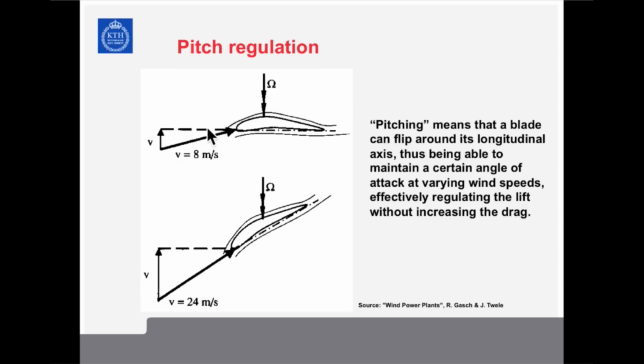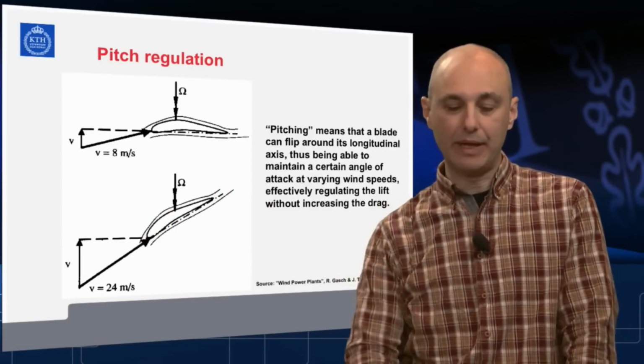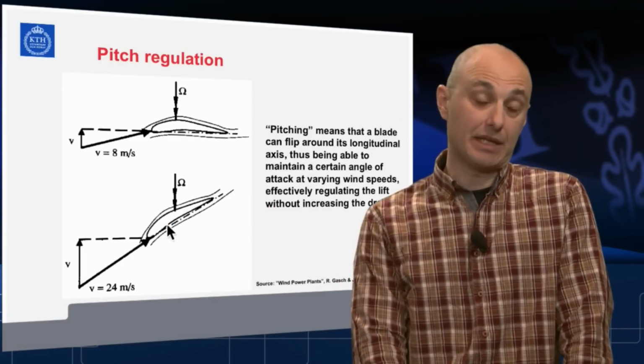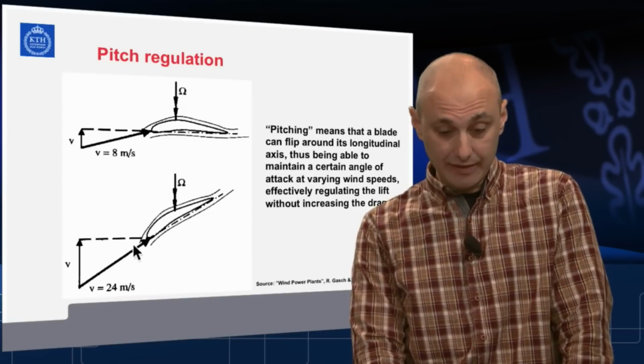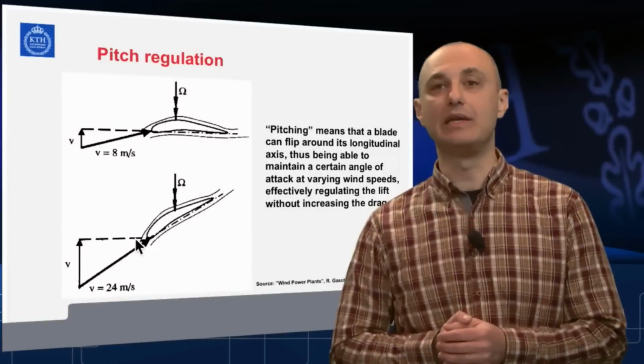When the apparent wind travels like this and turns more and more towards the belly of the blade, the blade actually pitches continuously and follows the vector, keeping the angle of attack, say, ideally the same.